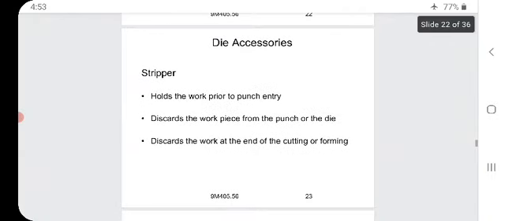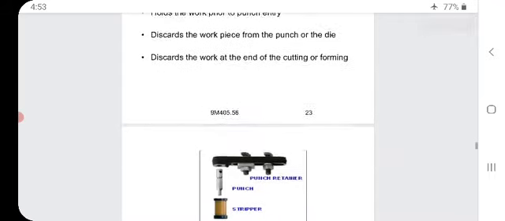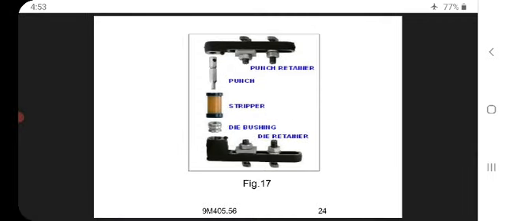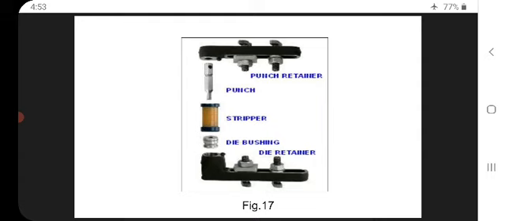So, die accessories, in that we are going to see the stripper. It holds the work prior to the punch entry. It discards the workpiece from the punch or the die, at the end of the cutting or forming. See on the screen. At the top you are seeing the punch retainer. Below that is the punch, and below that you are seeing a stripper, die bushing, and the die retainer.